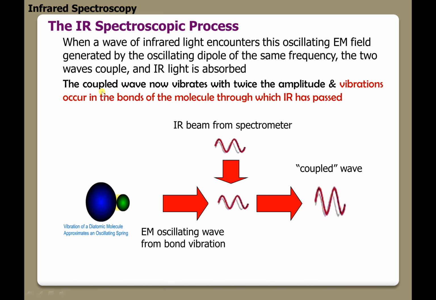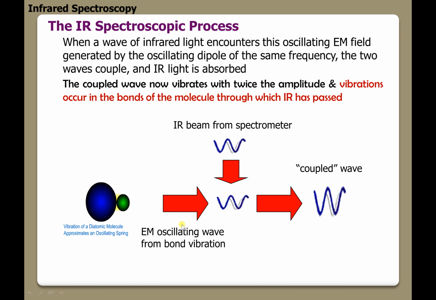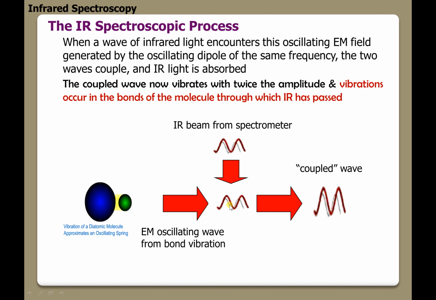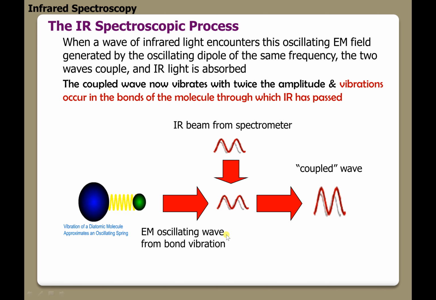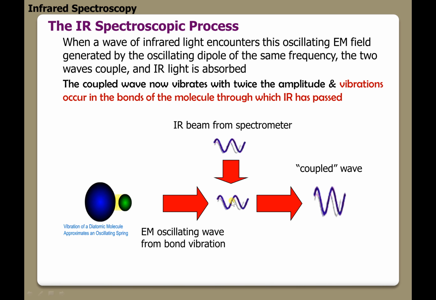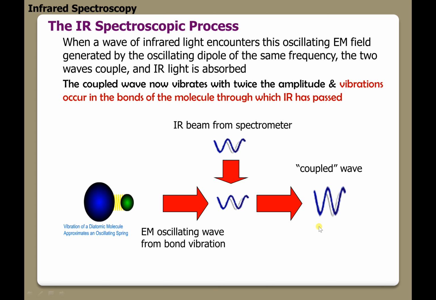So here are the sample's inherent vibrations taking place. It is generating a field of its own. And now on this is falling the infrared radiation. So this and this are getting added up, and the amplitude of the coupled wave is doubled. So they sum up.